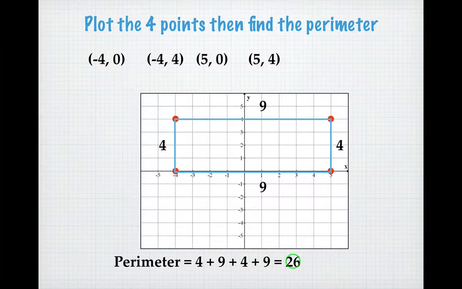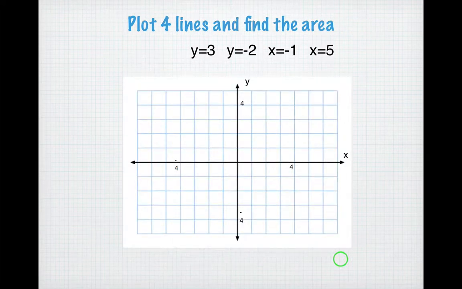Now another type of problem you'll have on your homework will look like this. Plot these 4 lines and then find the area. So what we're going to do is we're going to plot each of these lines. These each are an equation for a line. It's going to give us a rectangle, and we're going to find the area this time, not the perimeter, but the area.